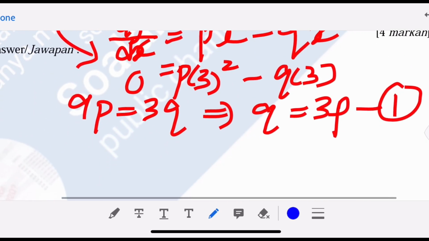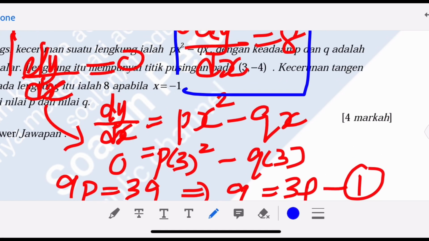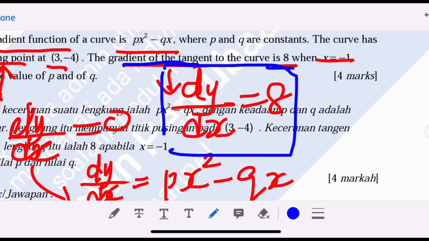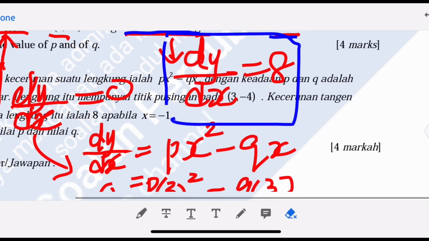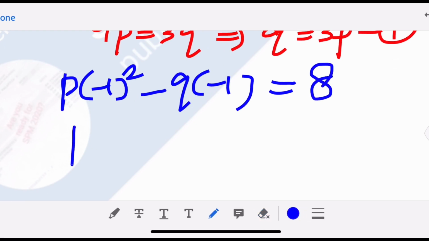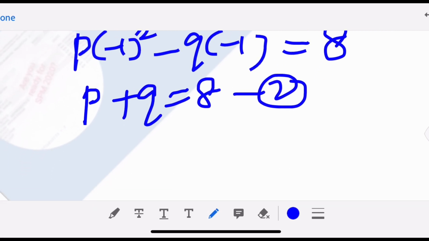So you don't let it equal to 0, because they say the gradient of tangent is 8. So now we come up with another equation by using 8 equal to p(-1)² minus q(-1). So be careful with the negative. Now you need to solve carefully. This is p plus q equal to 8. So just now we have q equal to 3p, isn't it?